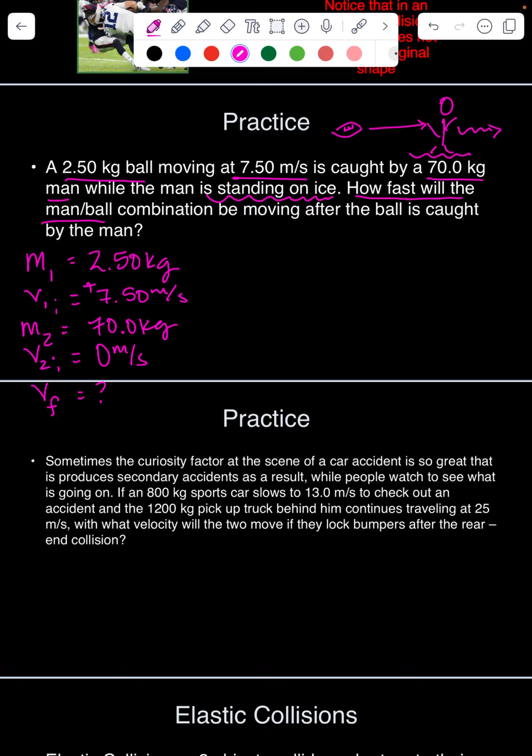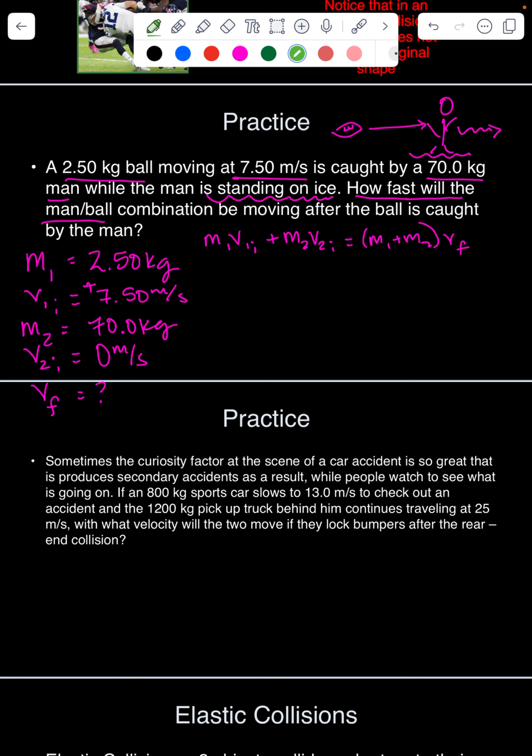We know that momentum is conserved, but we have a tweak to the conservation of momentum equation because they are stuck together. The first part, M1 V1 initial plus M2 V2 initial, is going to be exactly the same as it always has been. But now, because they are stuck together, we add their two masses together and multiply by V final.